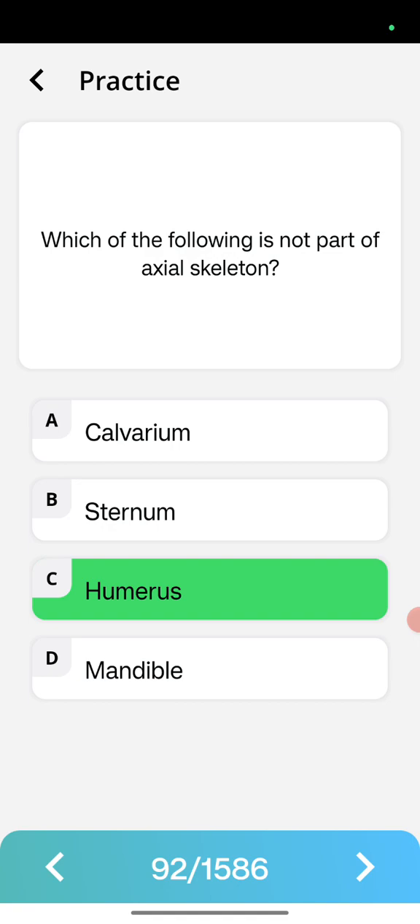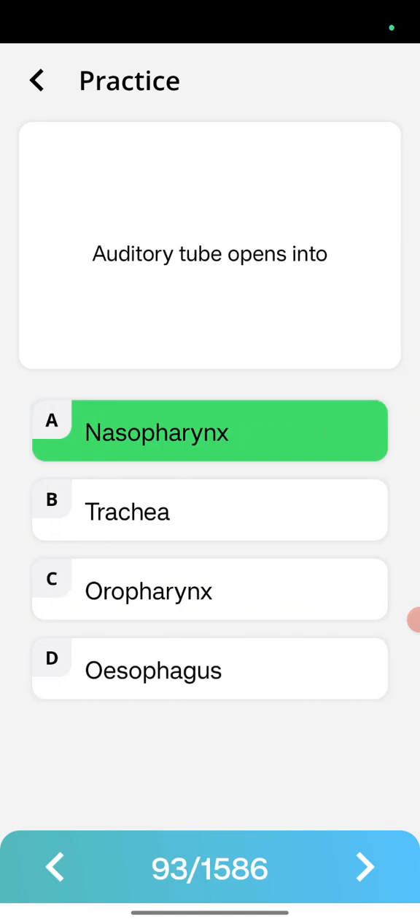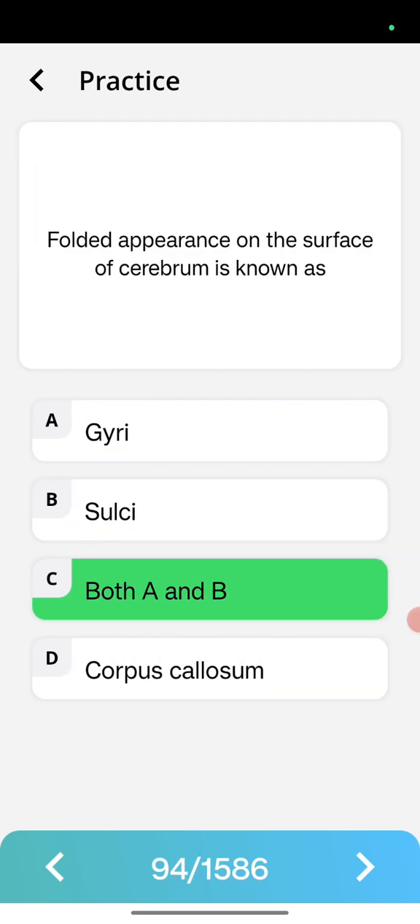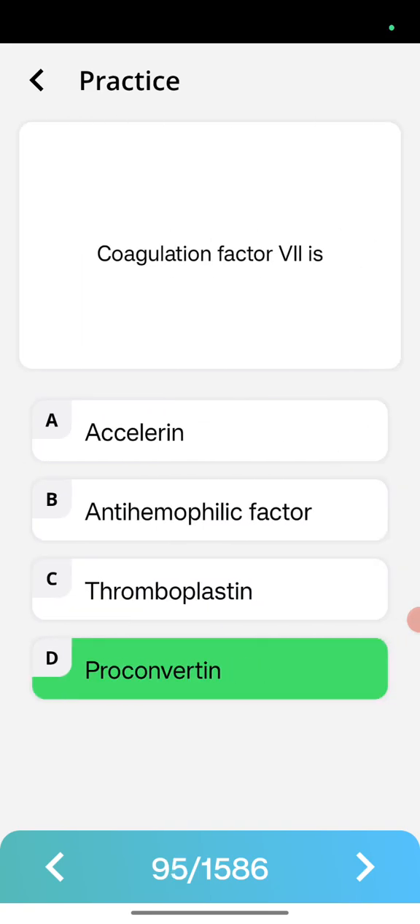Which of the following is not part of the axial skeleton? Humerus. Auditory tube opens into the nasopharynx. Folded appearance on the surface of the cerebrum is known as gyri and sulci. Coagulation factor 7 is proconvertin.